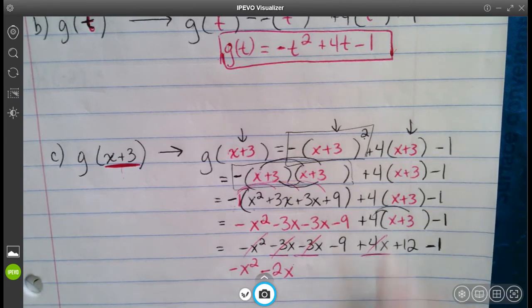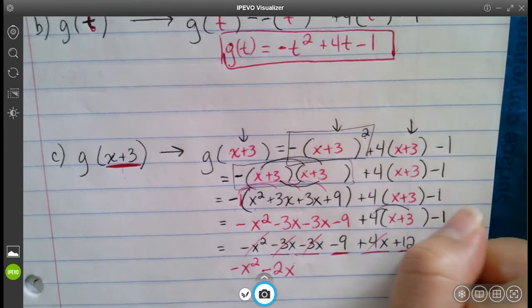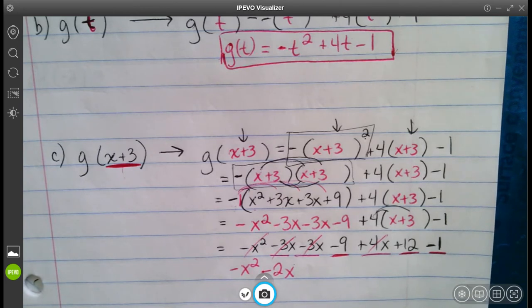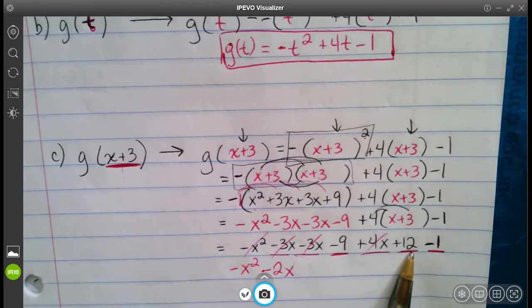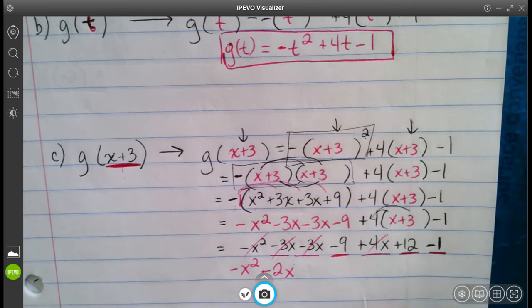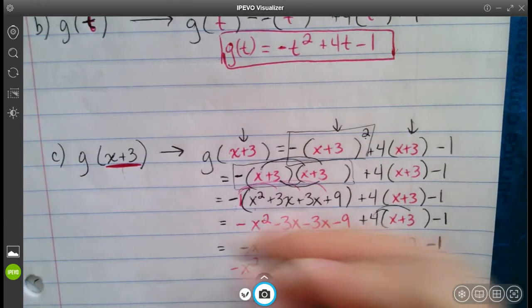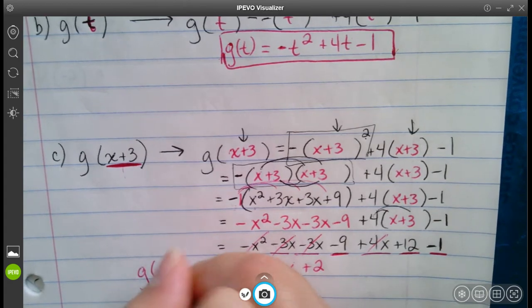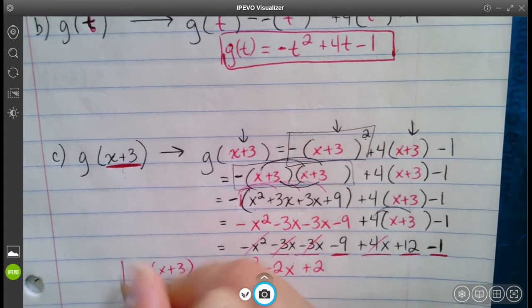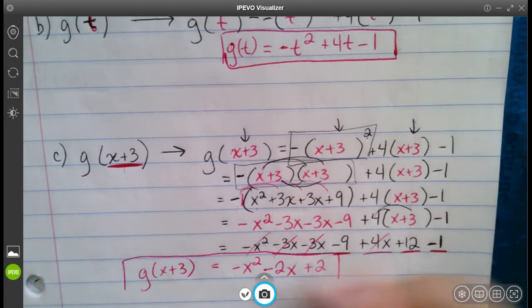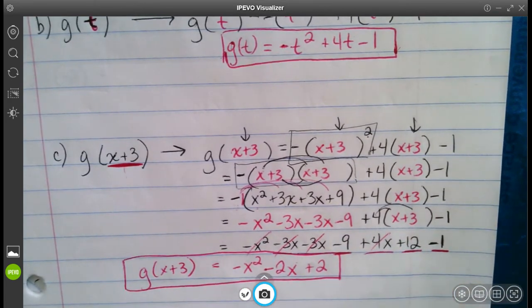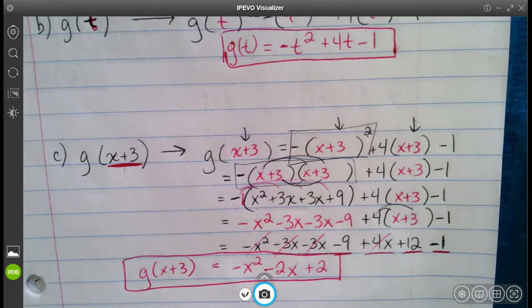And then we finally have negative 9 plus 12 minus 1. So negative 9 plus 12 is going to give me 3. 3 minus 1 is 2. So it looks like g of x plus 3 is equal to all this. Negative x squared minus 2x plus 2. If you have any questions, again, as always, let me know and I will get to that.